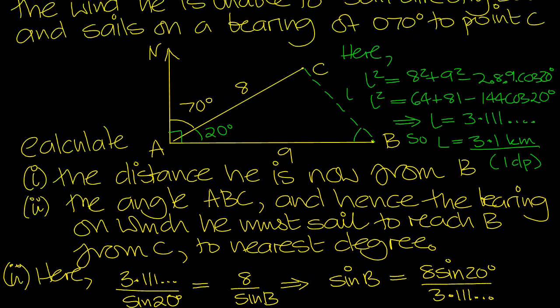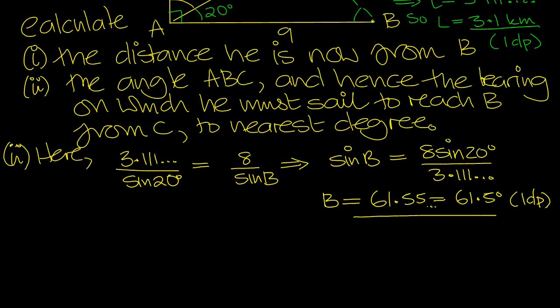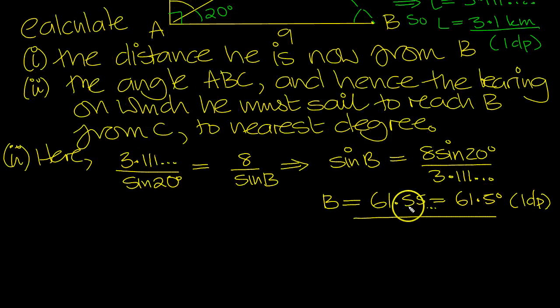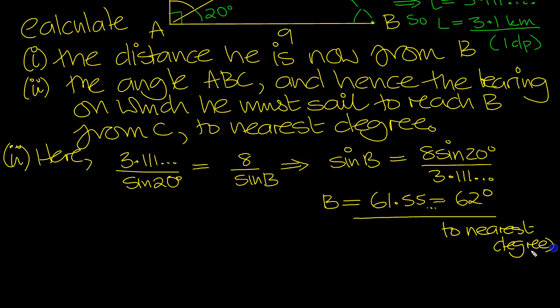And I think to the nearest degree, so we need 61.55, that's 62, isn't it? So let's do 62, to nearest degree. Okay, so that's that done then. B is equal to 62.